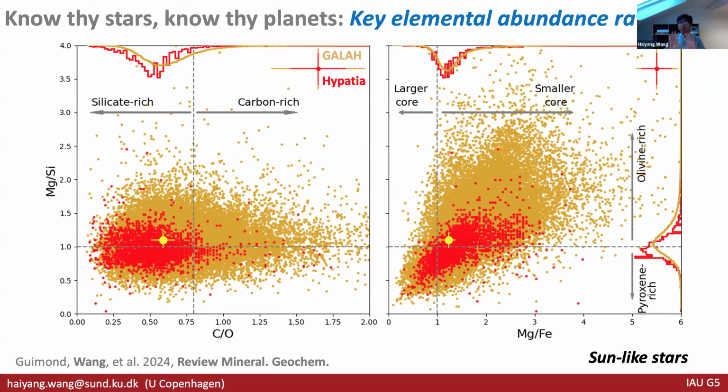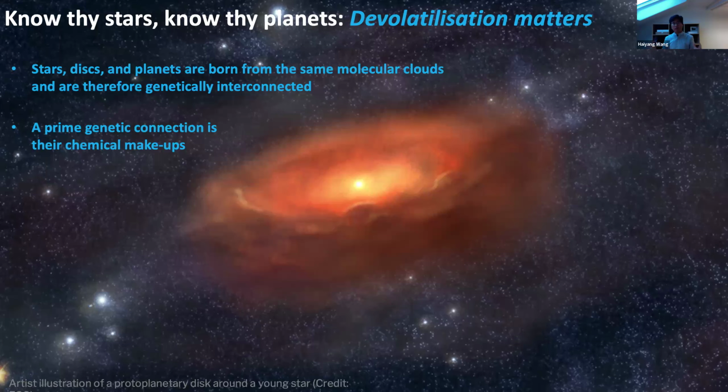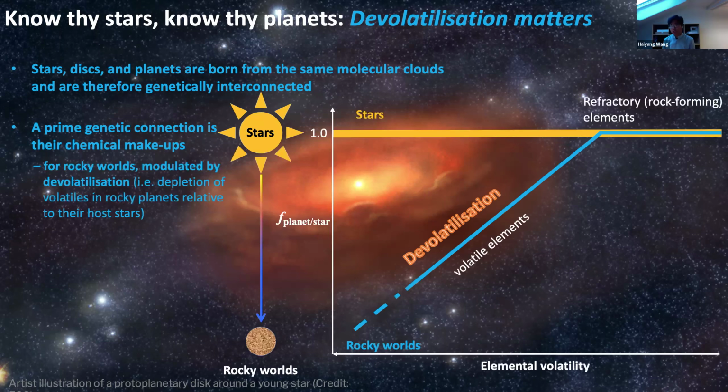Okay, so this just highlights the properties we can learn, to first order, from what we measure from the stars to imply planetary properties. Even though we have these connections between stars and planets, the connection is not one-to-one, particularly for the rocky planets.